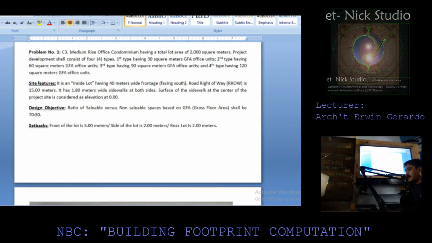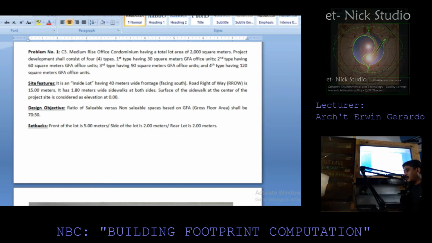Problem number 1, it is C3, medium rise office condominium having a total lot area of 2,000 square meters. Project development shall consist of 4 types. First type having a 30 square meter gross floor area. Second type having 60 square meters gross floor area. Third type is 90 square meters gross floor area of the office units, and the fourth type having 120 square meters gross floor area of the office unit.